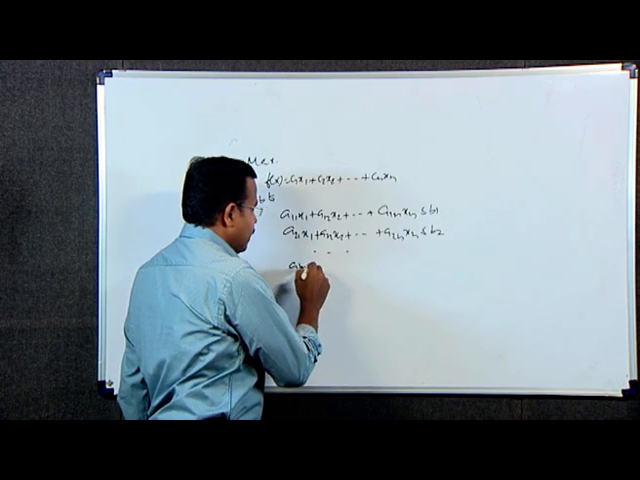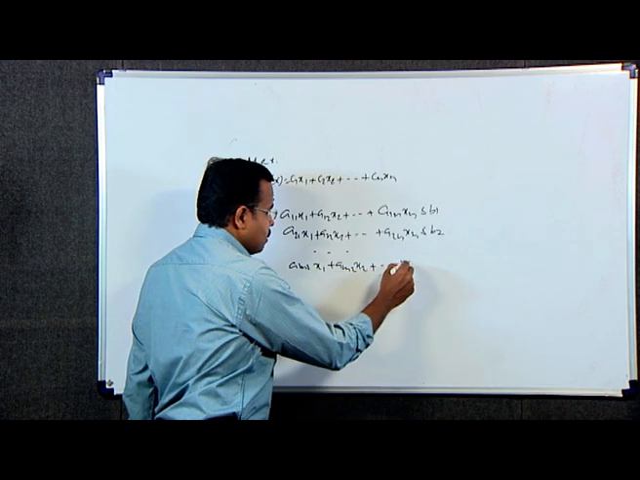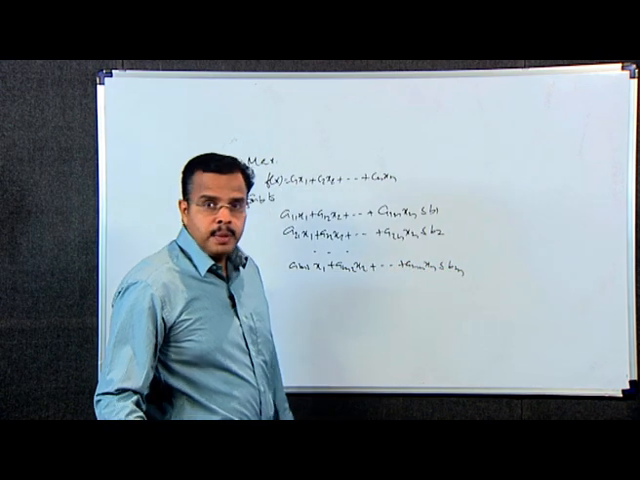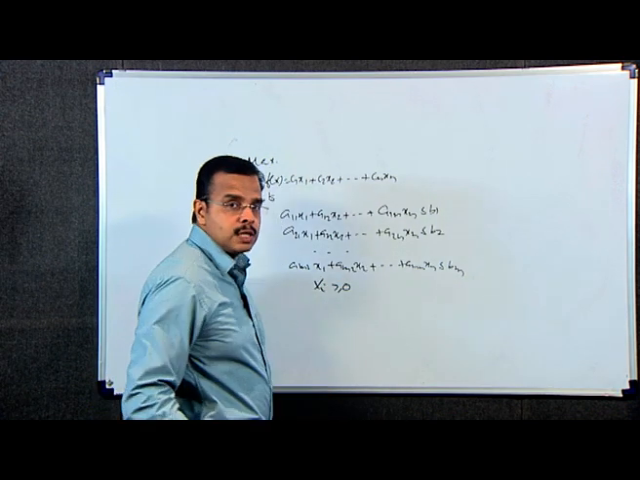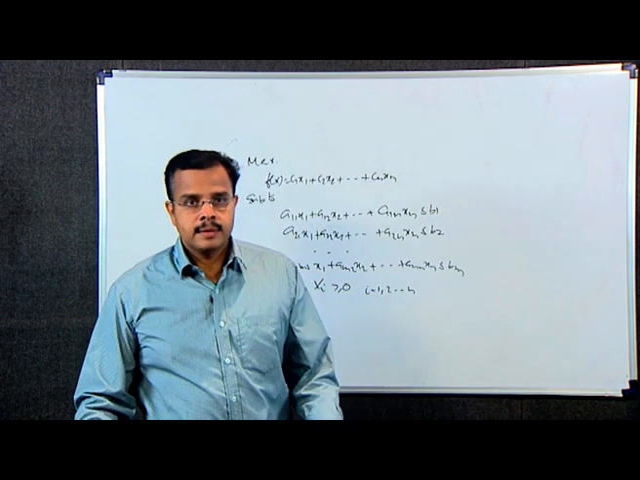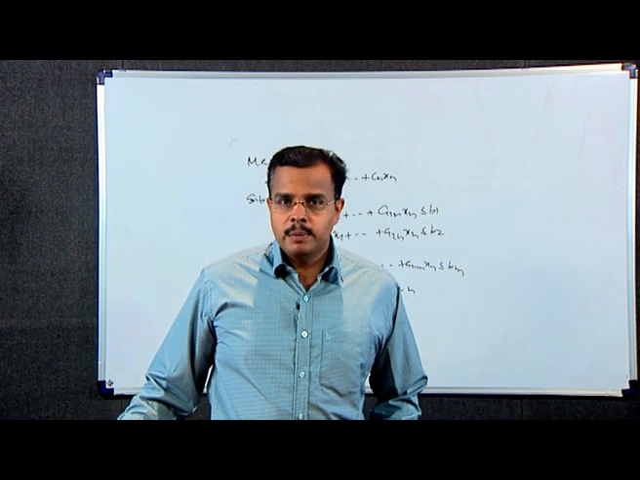Finally, am1 x1 plus am2 x2 etc. plus amn xn less than or equal to bm, where xi values are greater than or equal to 0 for i equal to 1 to n. This form of LPP is known as the canonical form of LPP.